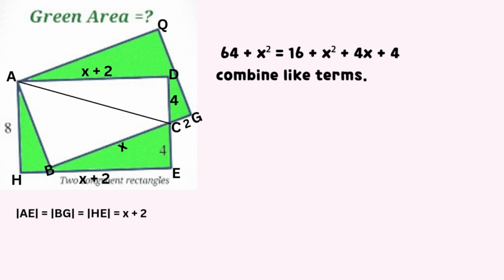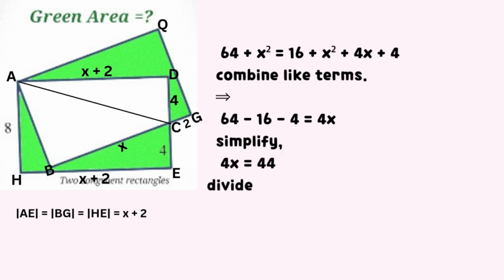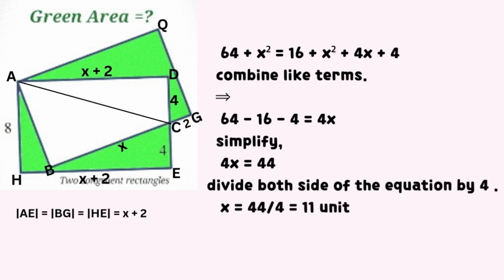The sum of 64 and the square of X equals the sum of 16 and the square of X plus 4 times X plus 4. Combine like terms. It follows that 64 minus 16 minus 4 equals 4 times X. Simplify and we have that 4 times X equals 44.